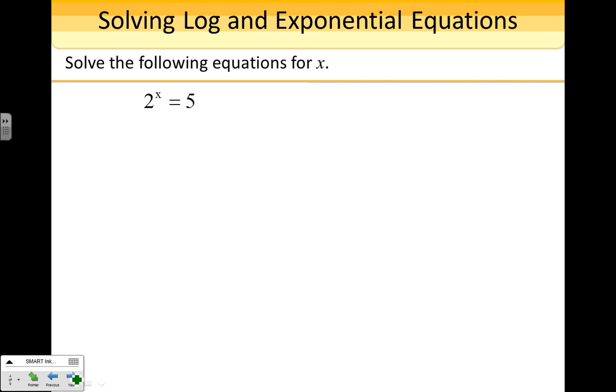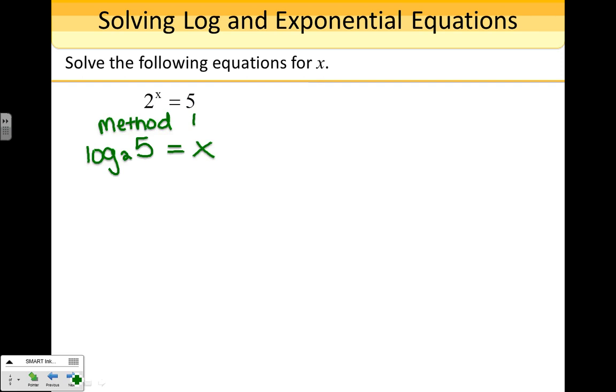First thing, method 1. This is in exponential form, so let's try rewriting it in log form. Log base 2 of 5 is equal to x. So now I just need to figure out what log base 2 of 5 is.